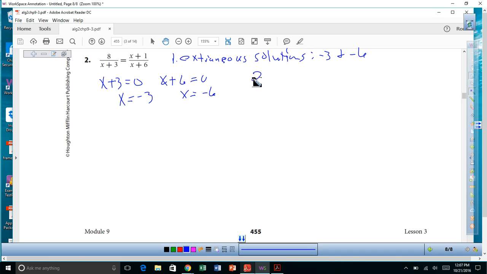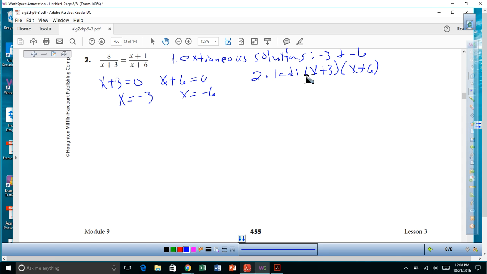Step 2, the least common denominator. All right, well, what do we have in the denominator? X plus 3, which is prime, and x plus 6, which is prime. So our least common denominator is going to be x plus 3 times x plus 6. All right, good.